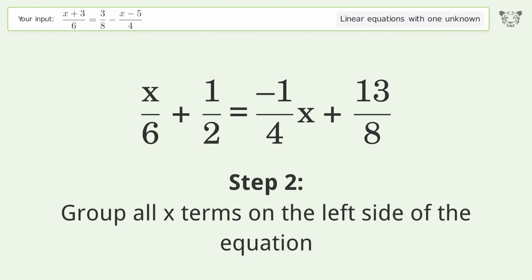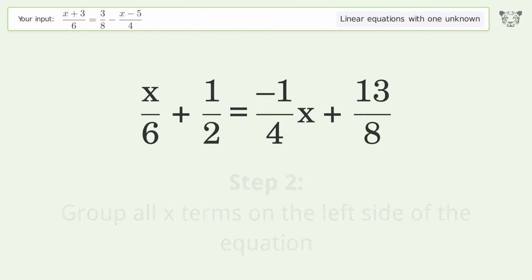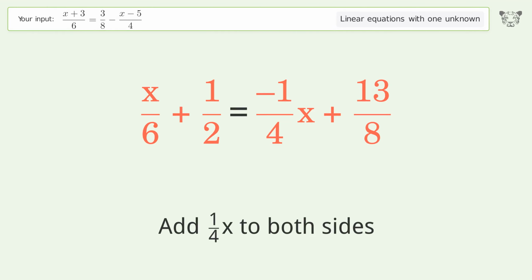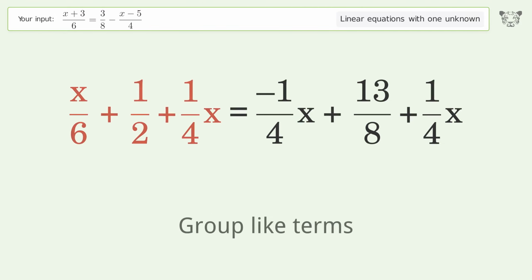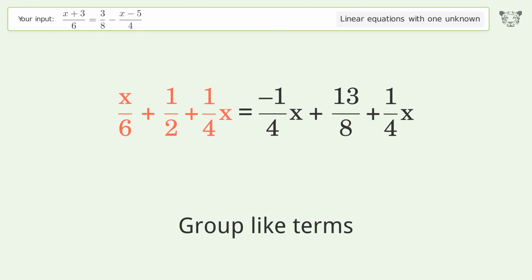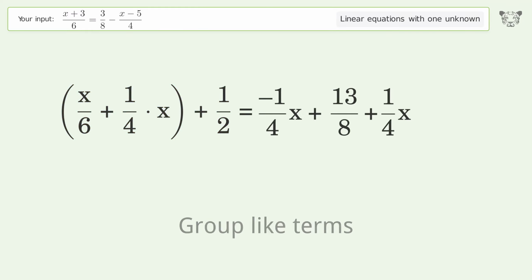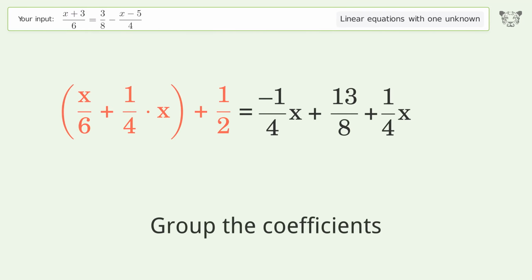Group all x terms on the left side of the equation. Add 1/4x to both sides. Group like terms. Group the coefficients.